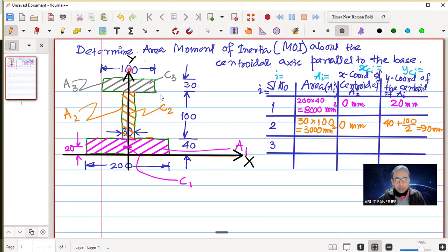It is 100 multiplied by 30 again. So it is 100 multiplied by 30. So 3000 millimeters square. Okay, next, what is the x coordinate of this centroid? X coordinate is again on the center line along the origin. So it is 0.